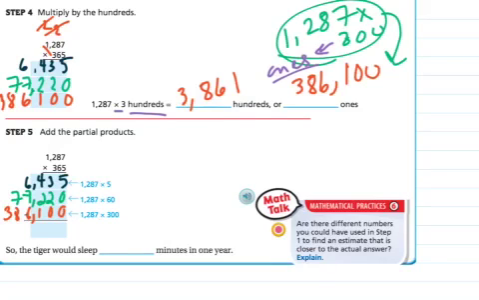Now the last step is we add the partial products. So 5 plus 0 is 5, 3 plus 2 is 5, 4 plus 2 is 7, 6 plus 7 plus 6 is 19, regroup the 1, and then 3 plus 1 is 4. Oh, sorry.